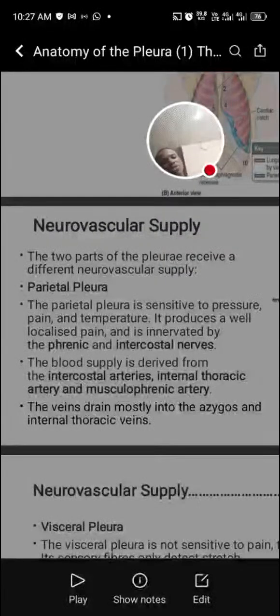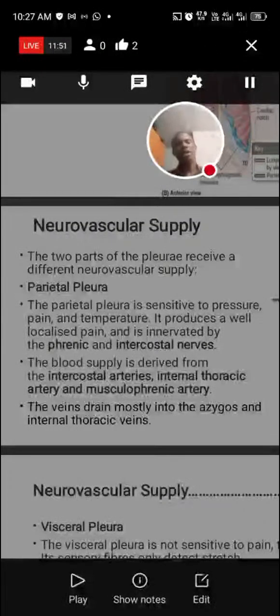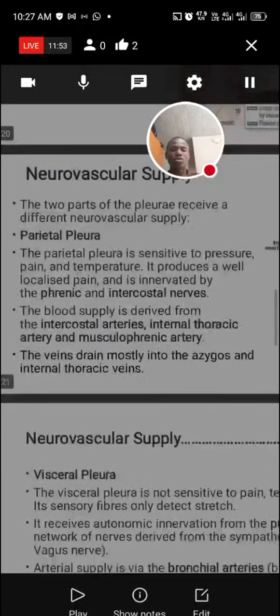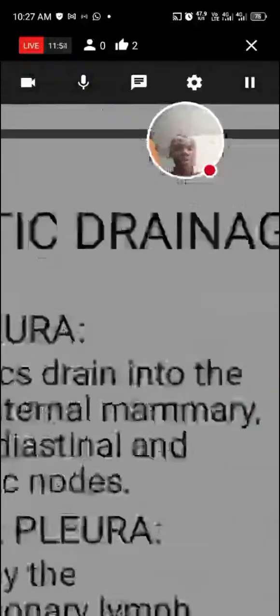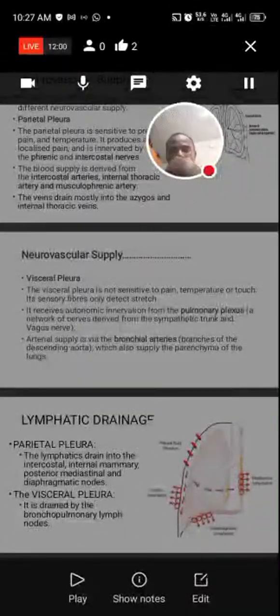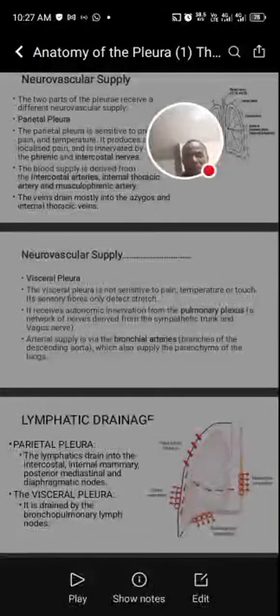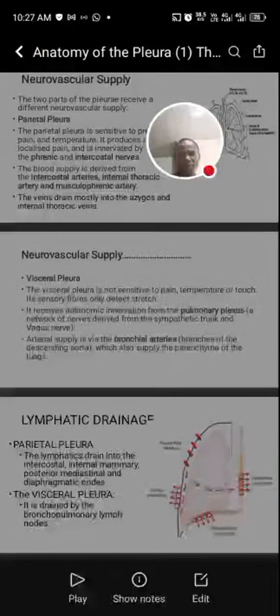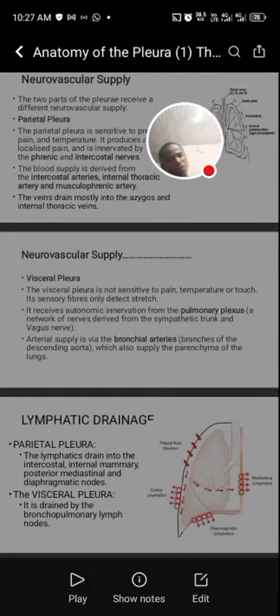And we said this one is sensitive to what? Pain, pressure, and temperature. So that's one thing we pick from this session. In neurovascular supply, we have the visceral pleura. For the visceral, what do we have?